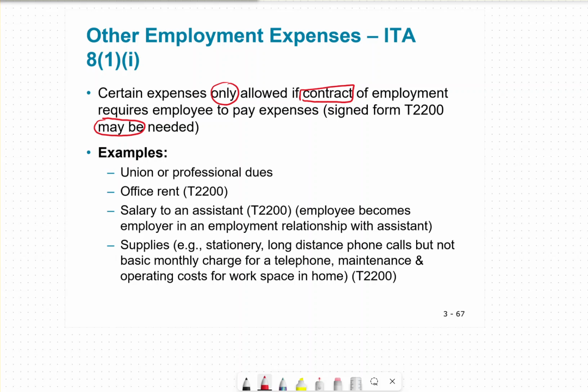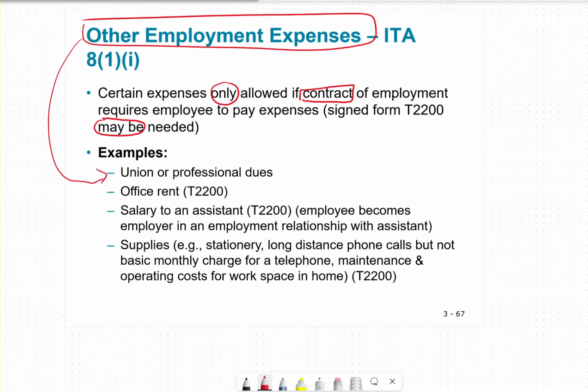What are some of the other employment expenses? They are union or professional dues. You could be working in a company that is unionized, and you pay the dues. Or like I said, if you're a plumber, you have to pay professional dues. If you're an electrician, you pay professional dues. Or if you're a CPA, you have to pay CPA dues. And you also have to pay office rent. Then you have to get that T2200 signed, confirming you are allowed to deduct this expense.